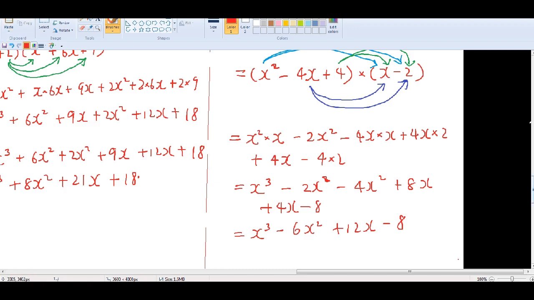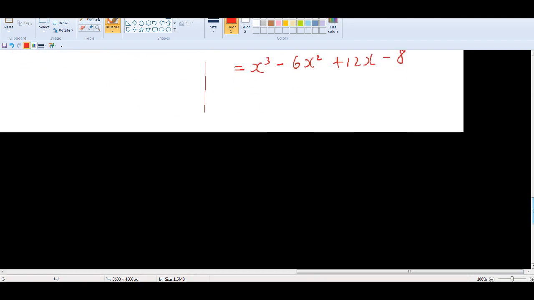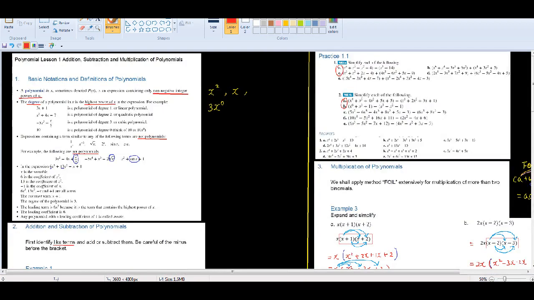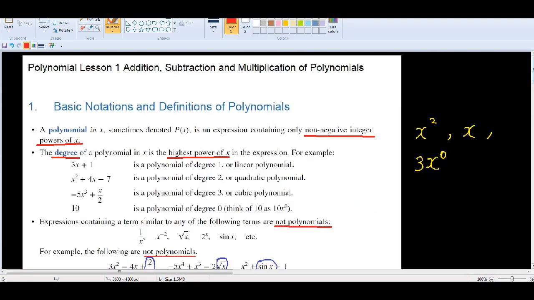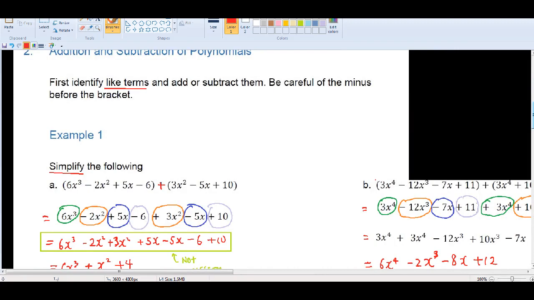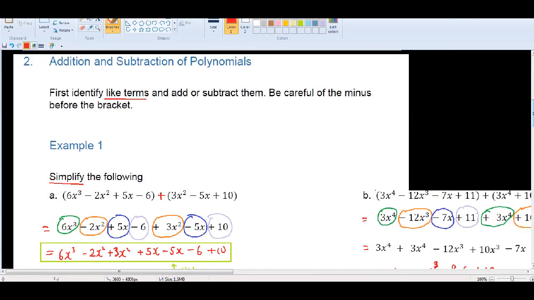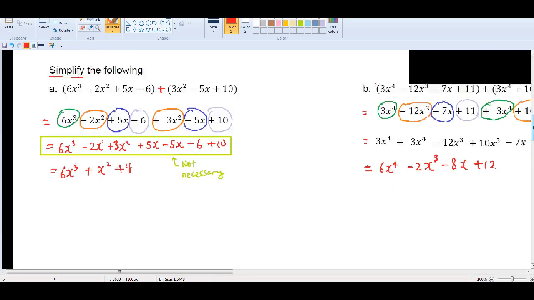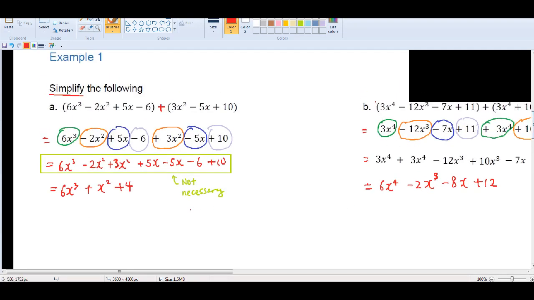Okay, so let's have an overview of what we have done. We've learned what a polynomial is. A polynomial is just a collection of terms with non-negative integer powers, including the constant term, right? And we've learned how to do addition and subtraction of polynomials. It is easier. You just need to remove the brackets and rearrange the terms to make sure the like terms can be added together.